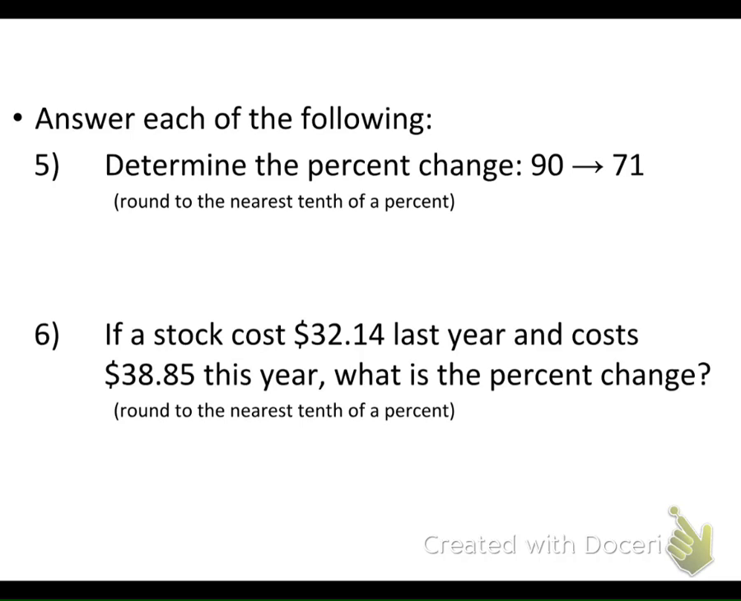So number 5, it says determine the percent change 90 to 71, and we're going to round to the nearest tenth of a percent. So Kaylin, first thing I want to ask you, what notes are you going to use to help you answer this if you don't know how to solve it? Your percent change notes. When we do our percent change notes, there's a certain formula that we follow, correct? What's the formula I'm going to use in order to solve this? You go divide, then multiply. Read me the formula. I gotta get it down.